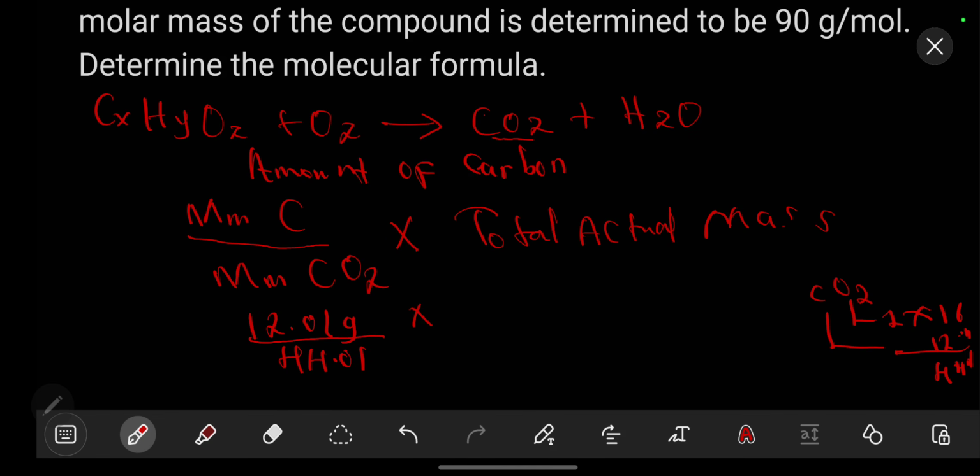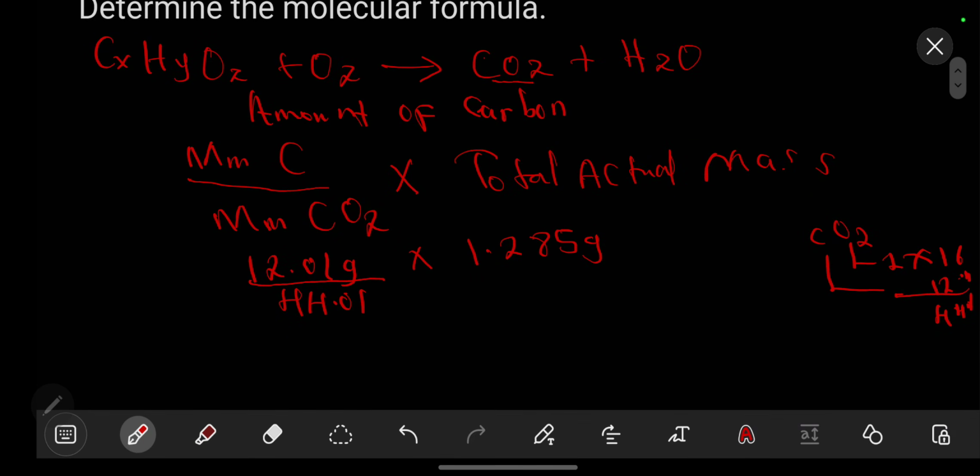Then we are going to multiply. What is the actual mass? The actual mass is the total mass of a given compound, just as we were doing for percentages. So this means we are going to get the value of 1.285 grams. When we multiply, we are going to have 0.351 grams. So as you have seen, this 0.351 grams is the amount of carbon.